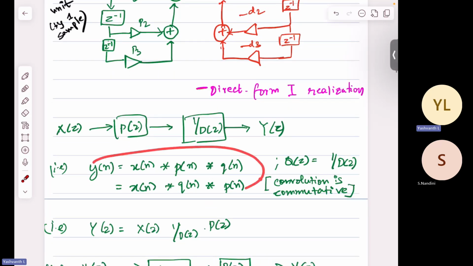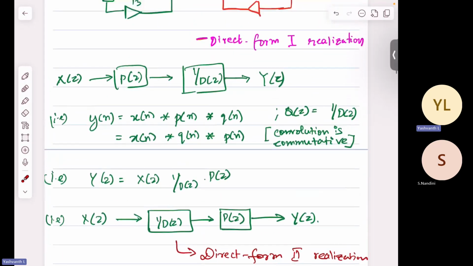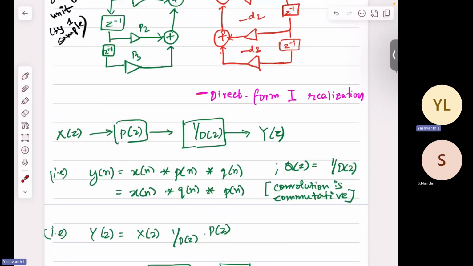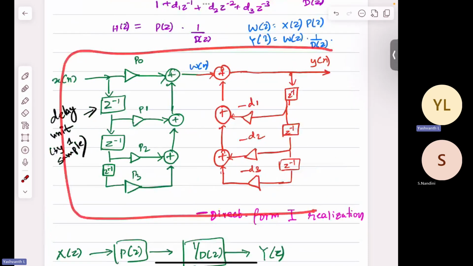That means by using the convolution property of the Z transform, in the Z domain you just multiply the individual Z transforms. So Y of Z is nothing but X of Z into 1 by D of Z into P of Z. Okay, this is basically the second version, we will see that in the next. But all I'm trying to say is that if you just split into two things, P of Z and 1 by D of Z, you can still recover your y of n.